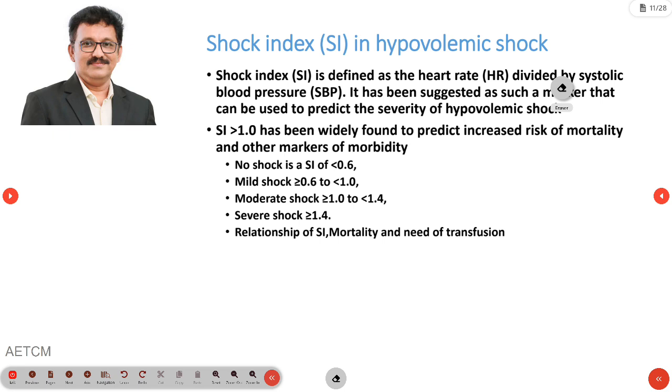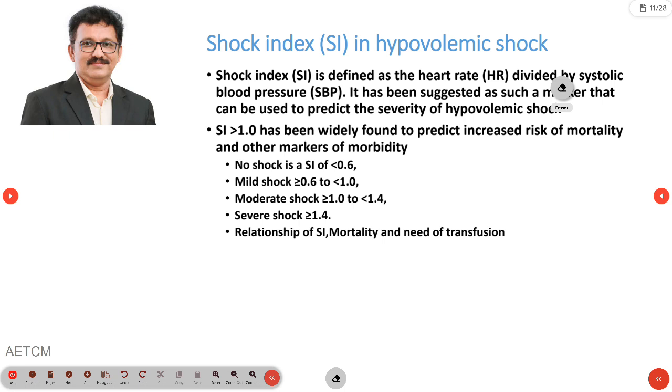No shock, the shock index will be less than 0.6. Mild shock, more than 0.6 to 1. Moderate shock, 1 to 1.4, severe shock, 1.4 and above.